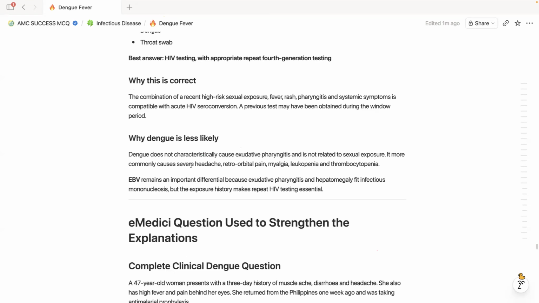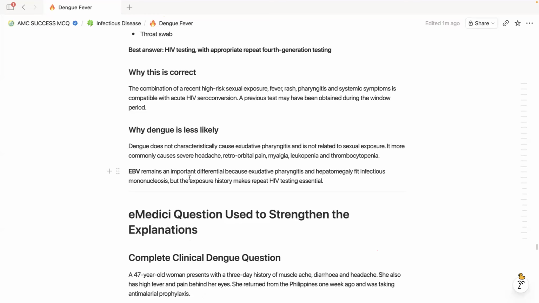Why not dengue? Dengue does not cause exudative pharyngitis and is not related to sexual exposure. EBV remains an important differential here because of exudative pharyngitis, hepatosplenomegaly, infectious mononucleosis, but the exposure history makes repeat HIV testing essential.